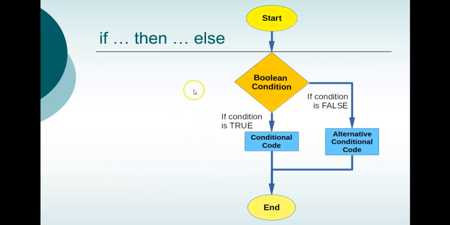When you look at the pseudocode or the flowchart, we start with a Boolean condition. If true, we execute this code. If it is false, we execute the alternative conditional code. Then we end. So you have two sets of code. Both will not be executed at the same time. Either it executes this line or it executes this line. Then all joins together to end.